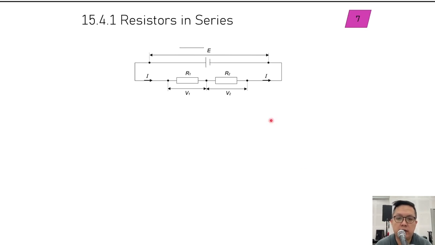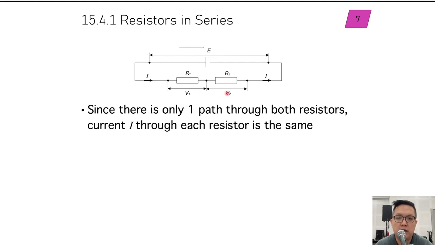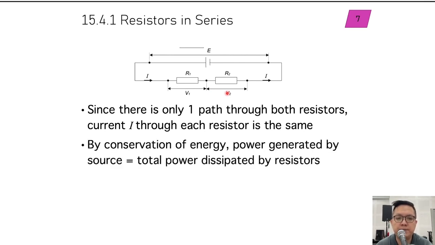So in this case here, remember in a series connection, my current is the same throughout. The same current flows through both resistors R1 and R2. And each of them has the same potential drop. We'll see more of that soon. Since there's only one path through both resistors, current through each resistor is the same.